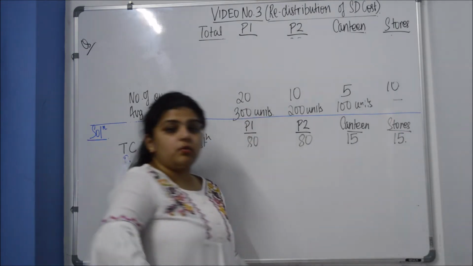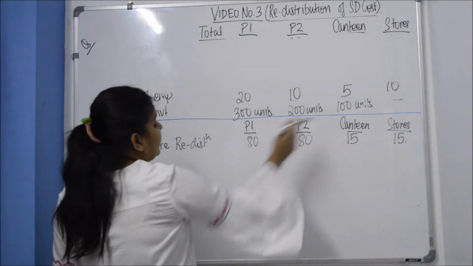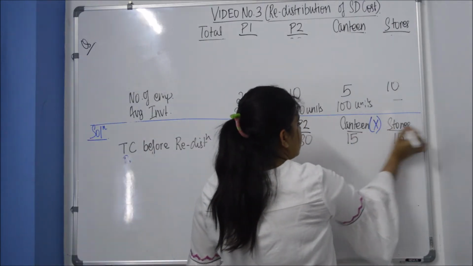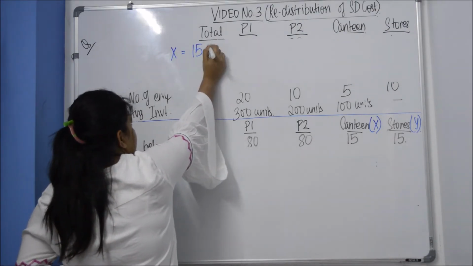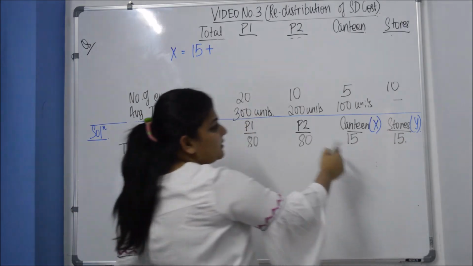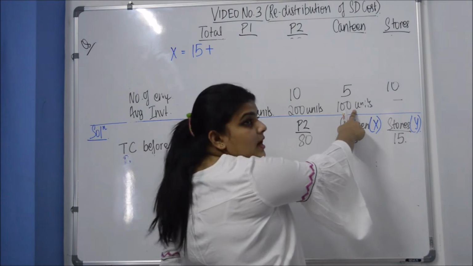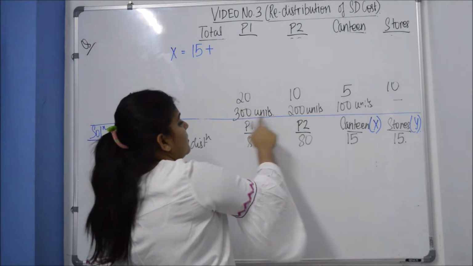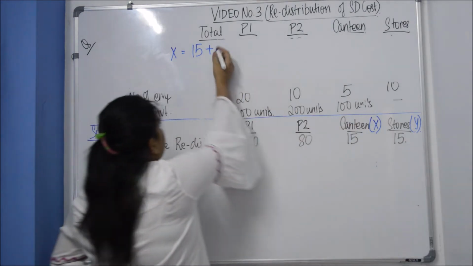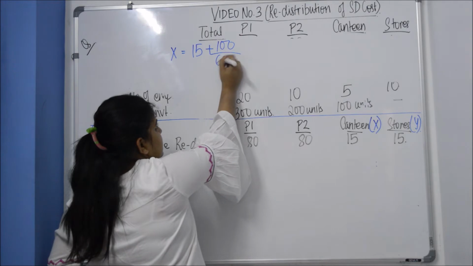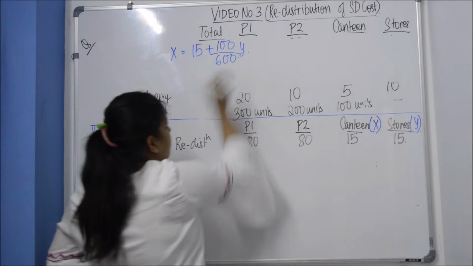Now under simultaneous equation we will create a simultaneous equation. Now let us say that canteen is X and stores is Y. X is canteen. Canteen has a cost of 15 plus stores is giving its cost on the basis of average inventory. Average inventory is 100 units out of total 300 plus 200 plus 100, 600 units. So stores will give 100 by 600. This is the ratio in which canteen will get the cost of Y.